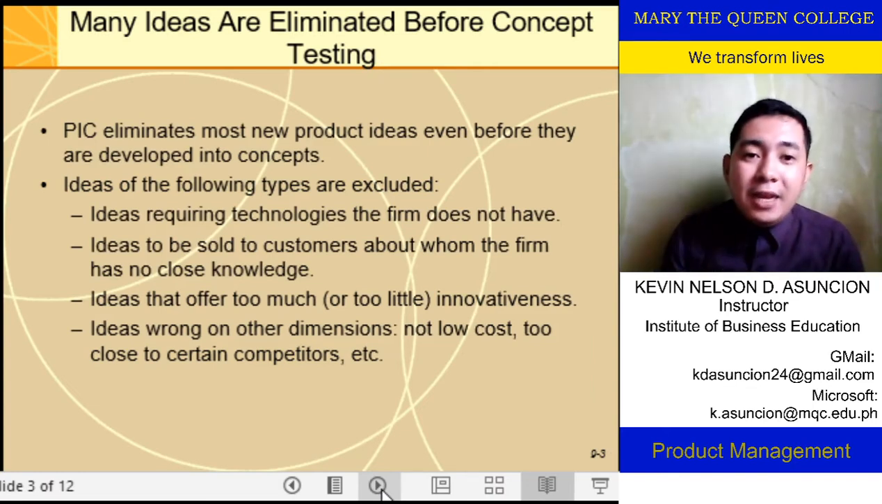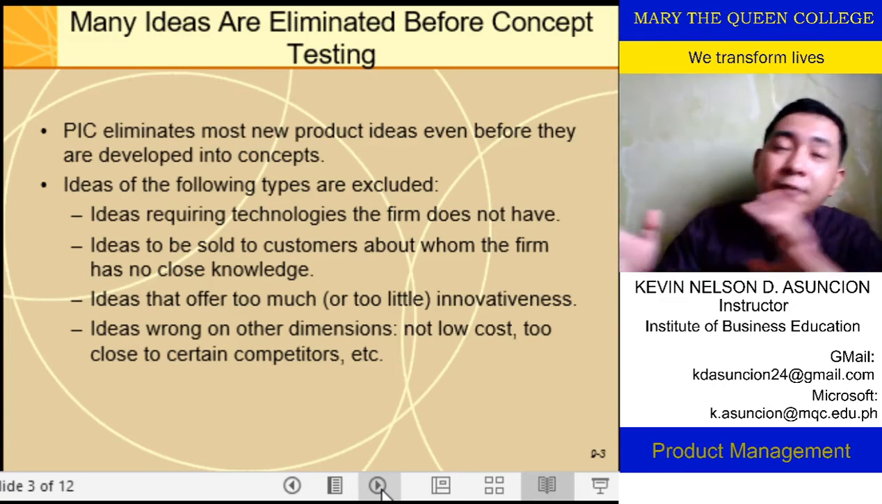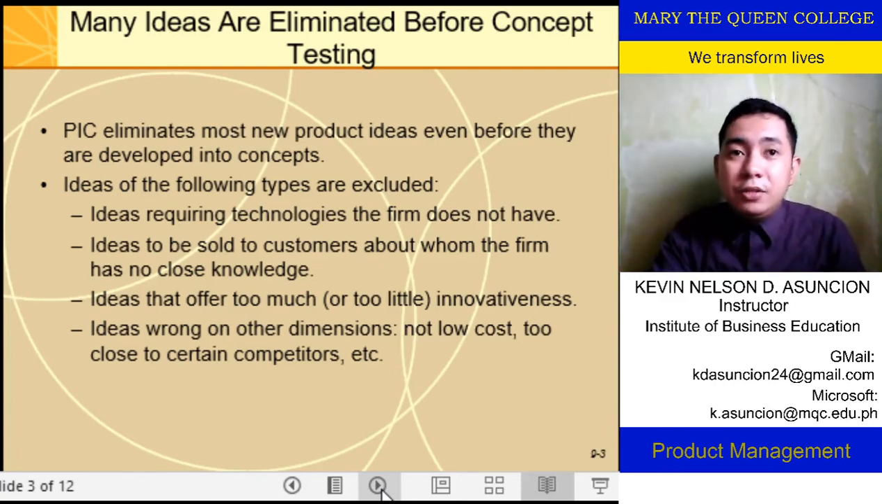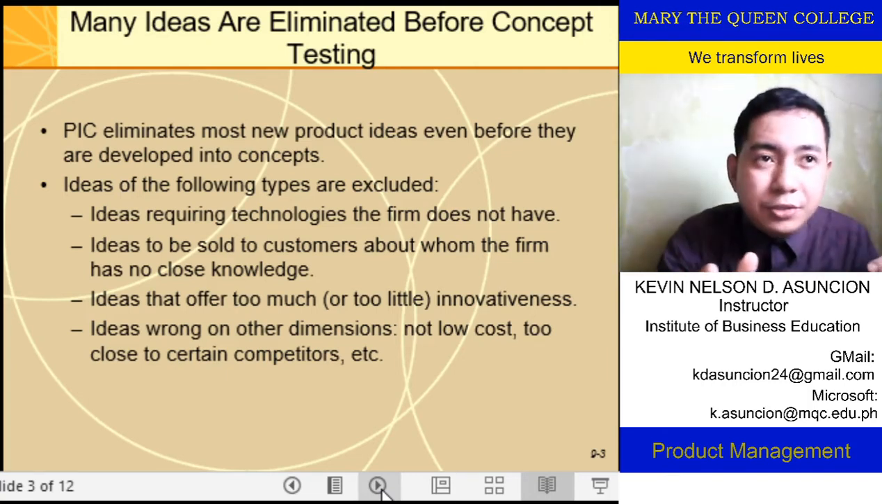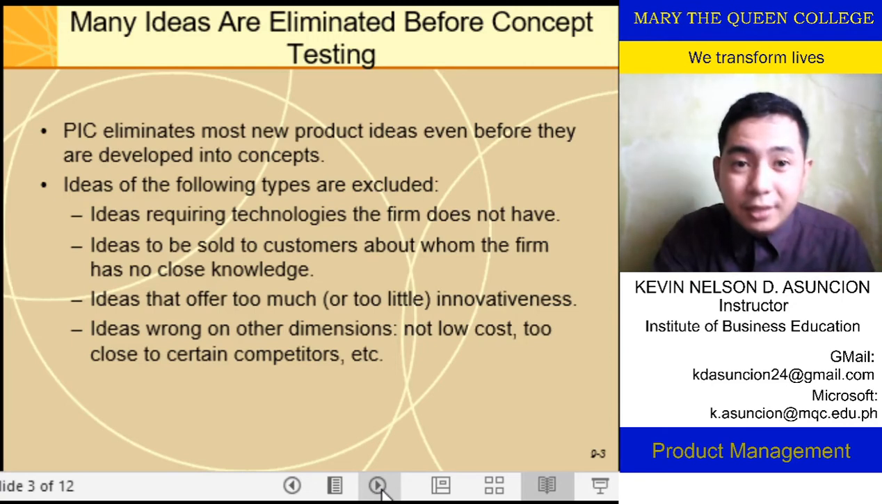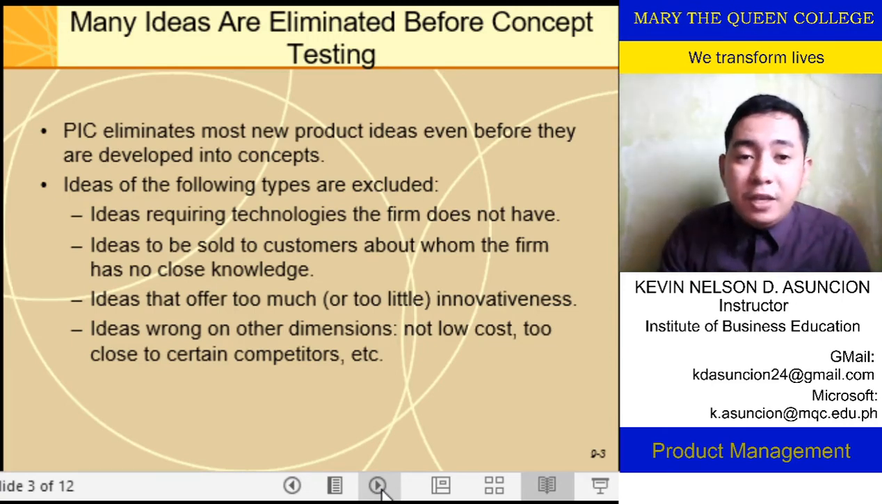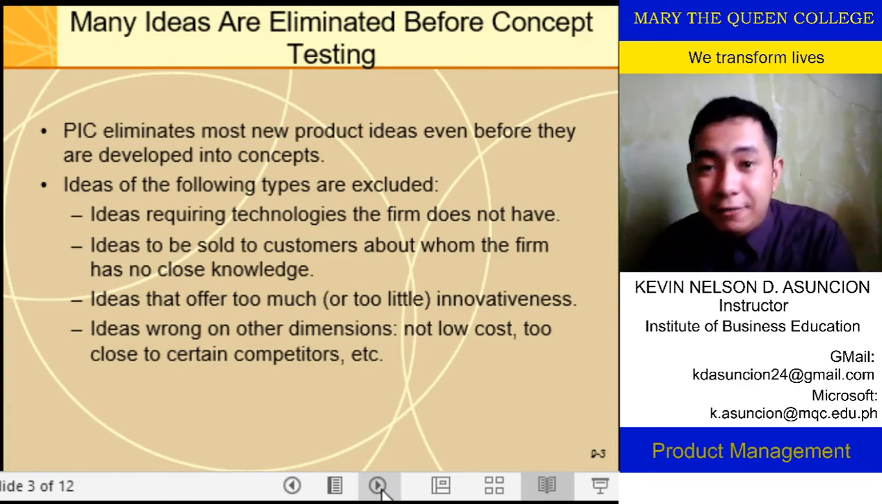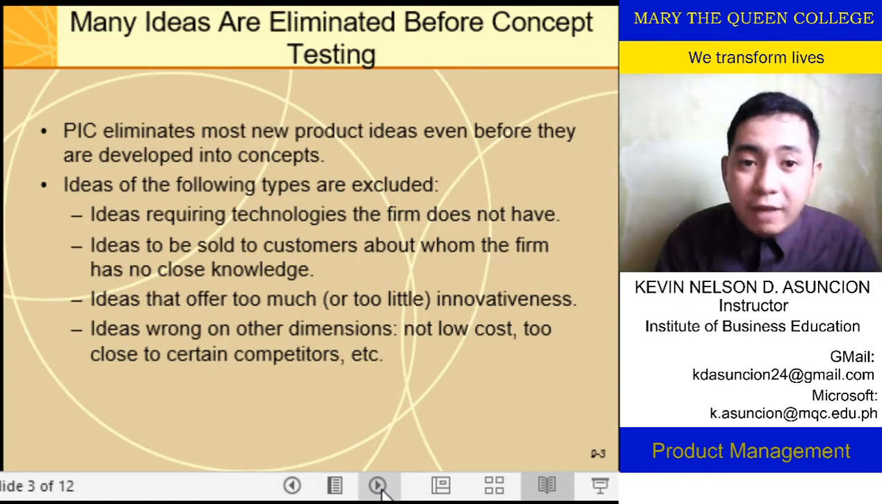The PIC eliminates most new product ideas even before they are developed into concepts, because you are already testing them. In our first phase, the product identification, we already remove those with little opportunity before you make them into a concept. So, ideas of the following types are excluded. Ideas requiring technologies the firm does not have. That's the first question of feasibility: can you do that? Do you have that technology?